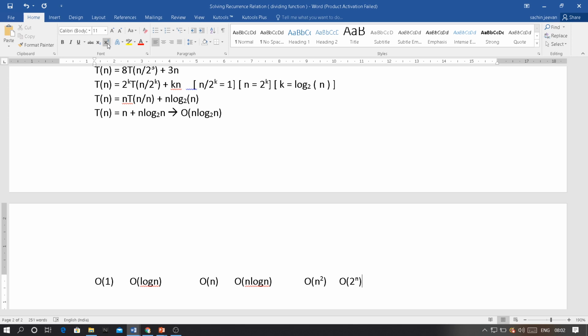And in the very next lecture, what I will be doing is comparing order of 1, order of log n, order of n, order of n log n, order of n square, order of 2 power n. I will be analyzing all these time complexities one by one by plotting them in a graph. By plotting them in a graph, we will decide which is the efficient time complexity, and which is going to be the worst time complexity.